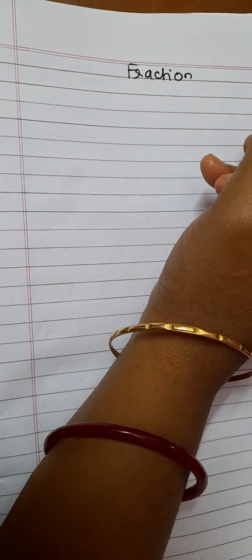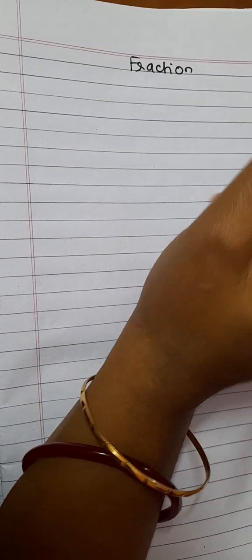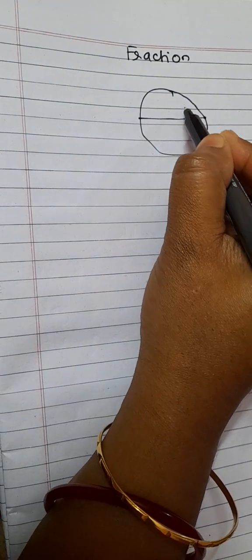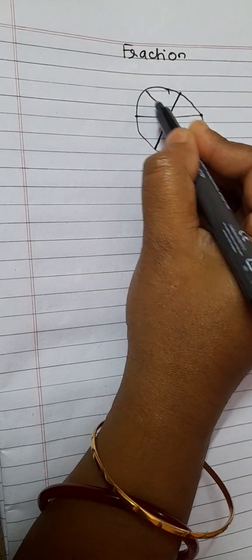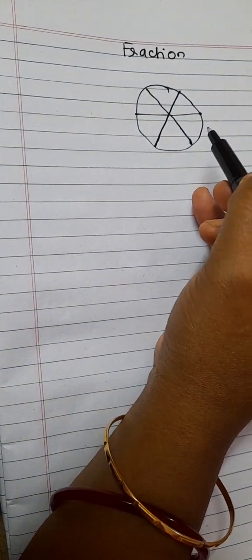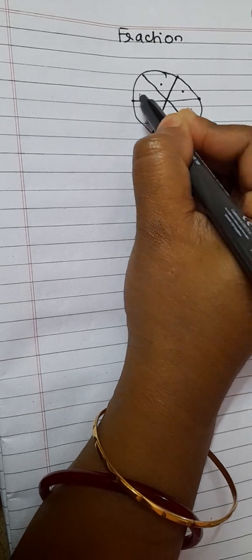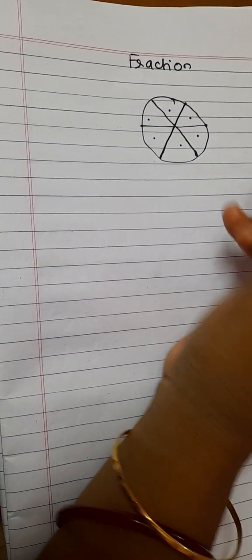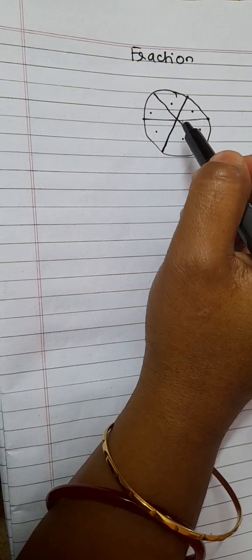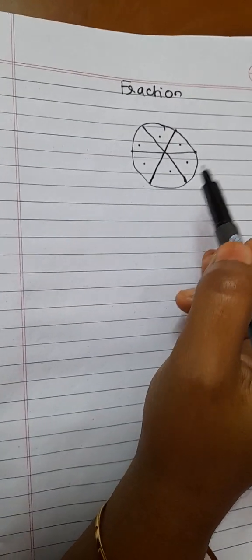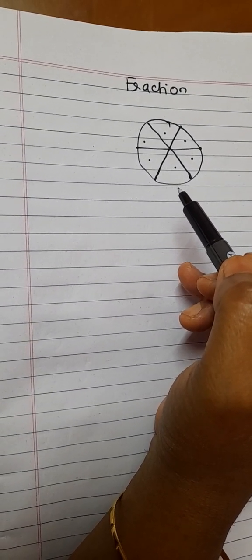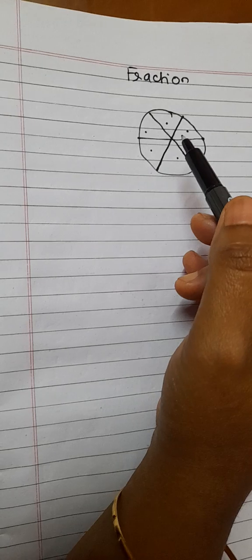Fraction is when a whole thing is divided into two or many equal parts. Each part is called a fraction. Let me repeat: when a whole thing is divided into two or many equal parts, then each part is called a fraction of the whole. Okay.